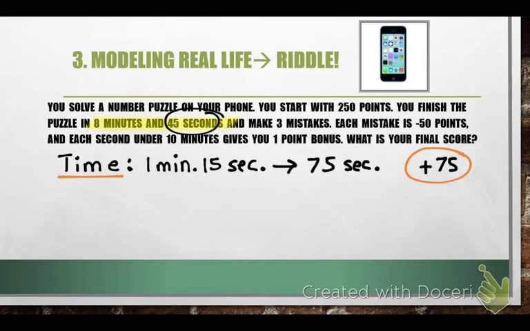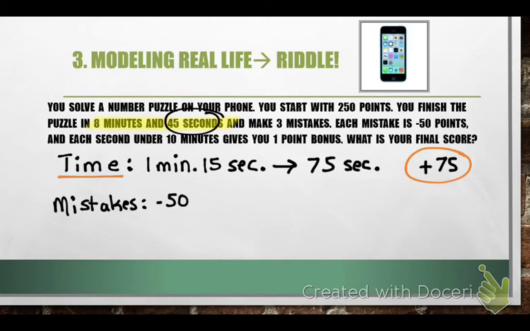You're right. If I make mistakes, if I miss a question, then I'm going to lose some points. So underneath this, let's just go ahead and write down mistakes. What happens if I make a mistake, guys? You get negative 50. I get negative 50 points. So we're just going to write negative 50 here.